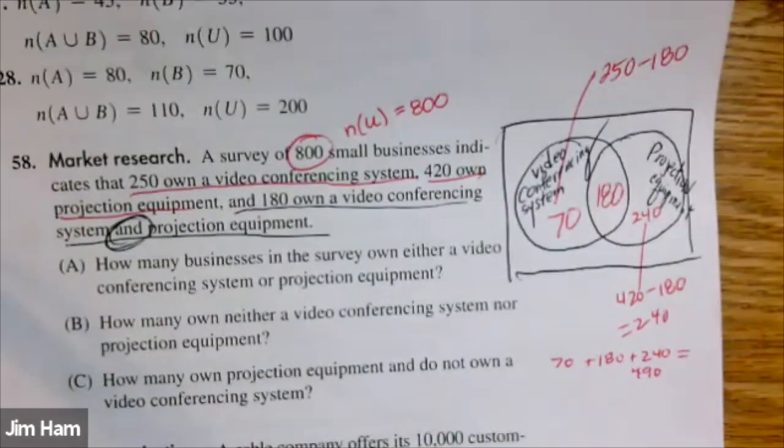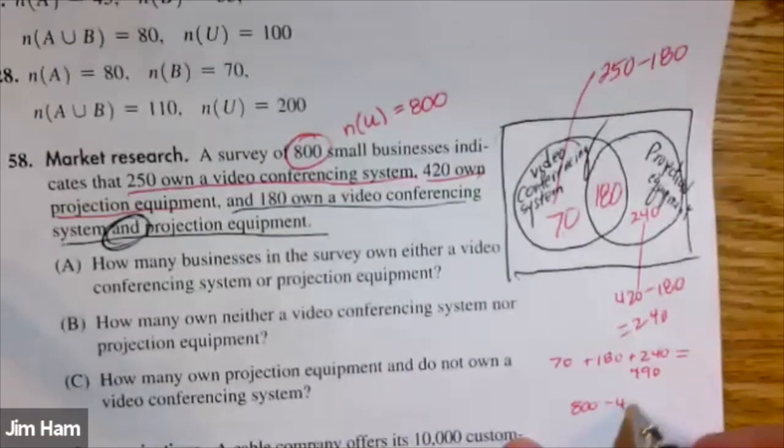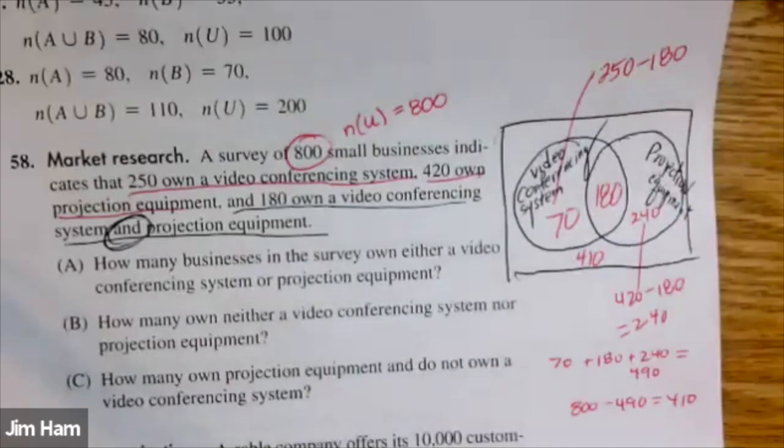So that must mean then, since we had 800 in the survey, that 800 minus 490, which is 410, that must be the number outside all of the circles because they must not own any of it.